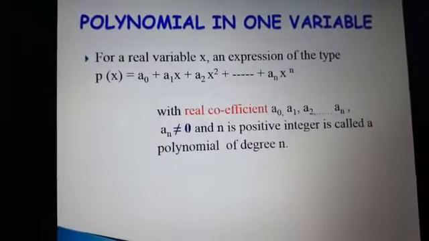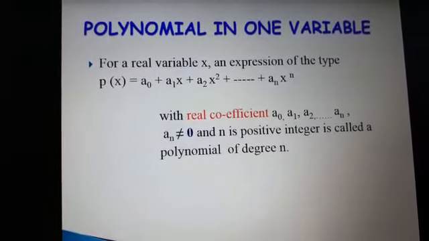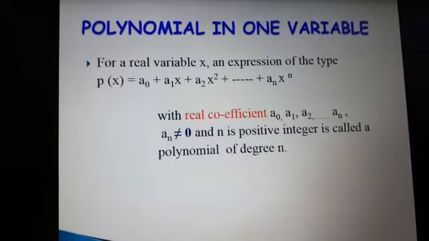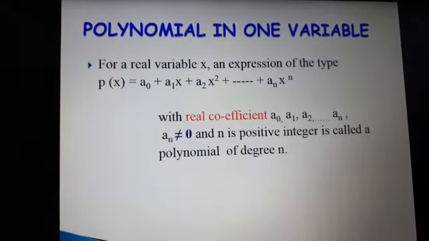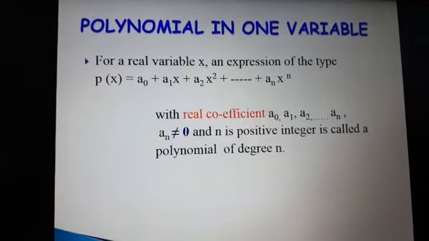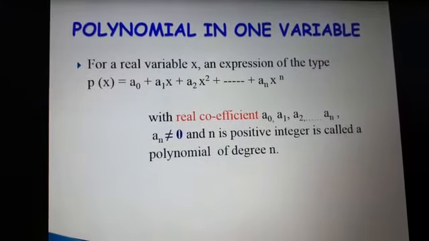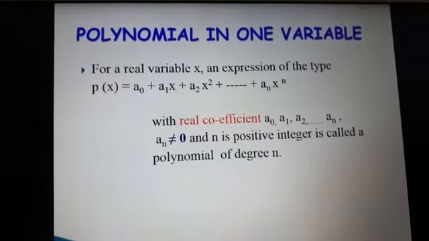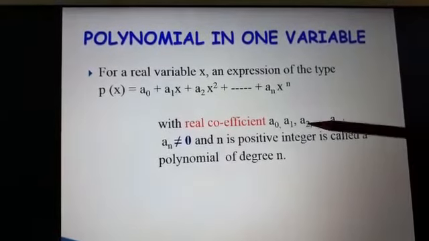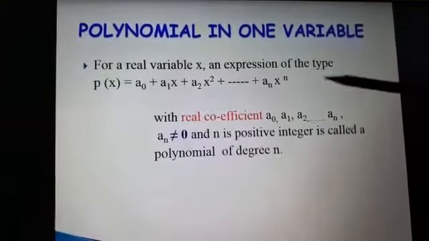You must have studied in your 7th and 8th standard about algebraic expression, and polynomial in 9th class. Now, what is polynomial? Once more, for a real variable x, an expression of the type p(x) = a0 + a1x + a2x² + and so on up to anxⁿ, with real coefficients a0, a1, a2 up to an, where an is not equal to 0 and n is a positive integer, is called a polynomial of degree n. So here real coefficient means all these numbers are real, and they are also called the coefficients of the terms.